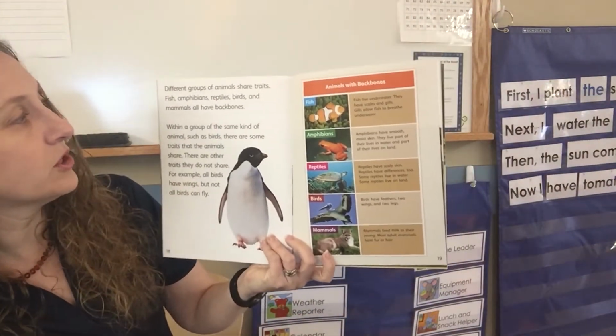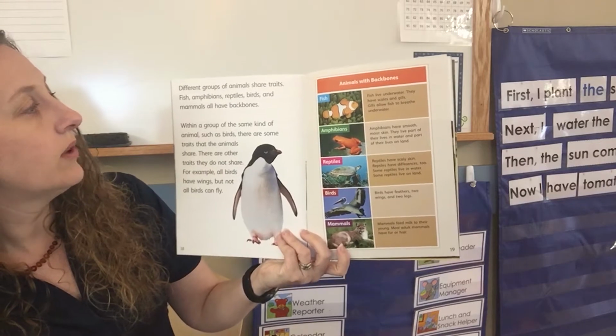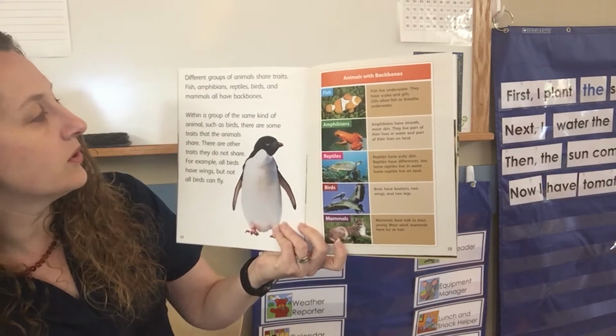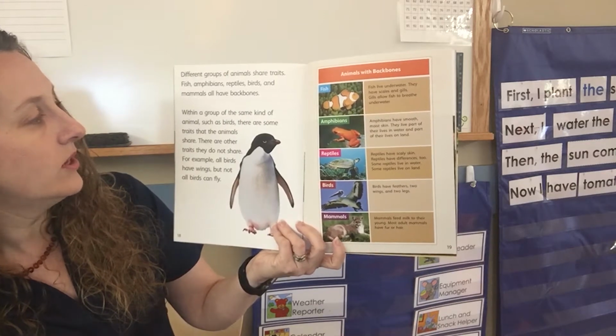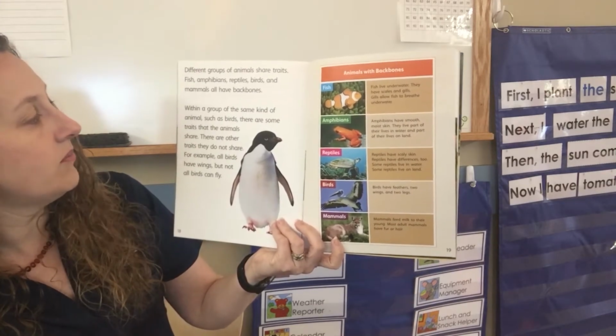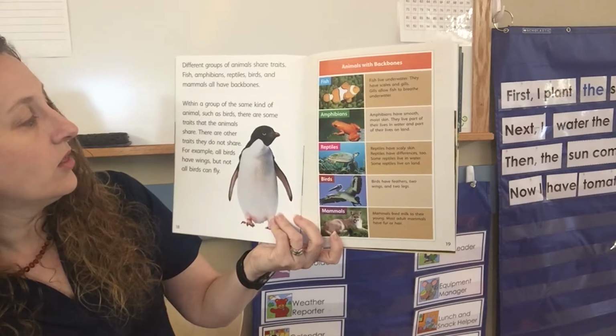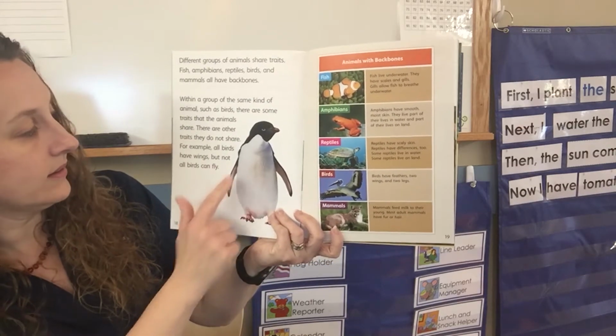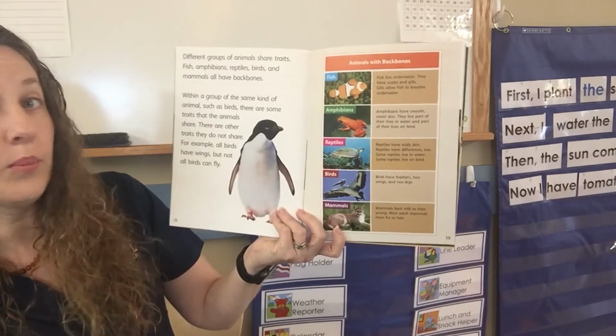Different groups of animals share traits. Fish, reptiles, amphibians, birds, and mammals all have backbones. Within a group of the same kind of animal, such as birds, there are some traits that the animals share. There are other traits that they do not share. For example, all birds have wings, but not all birds can fly.